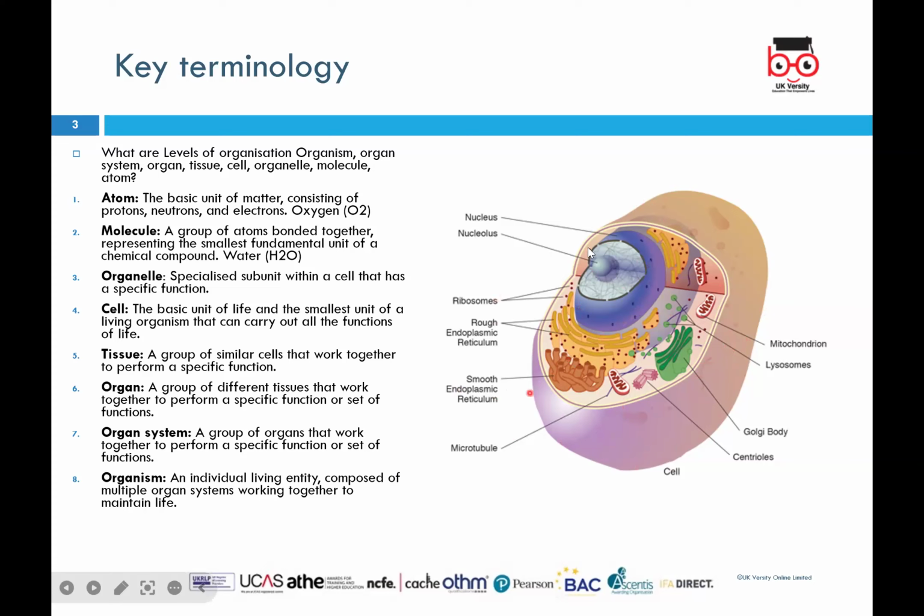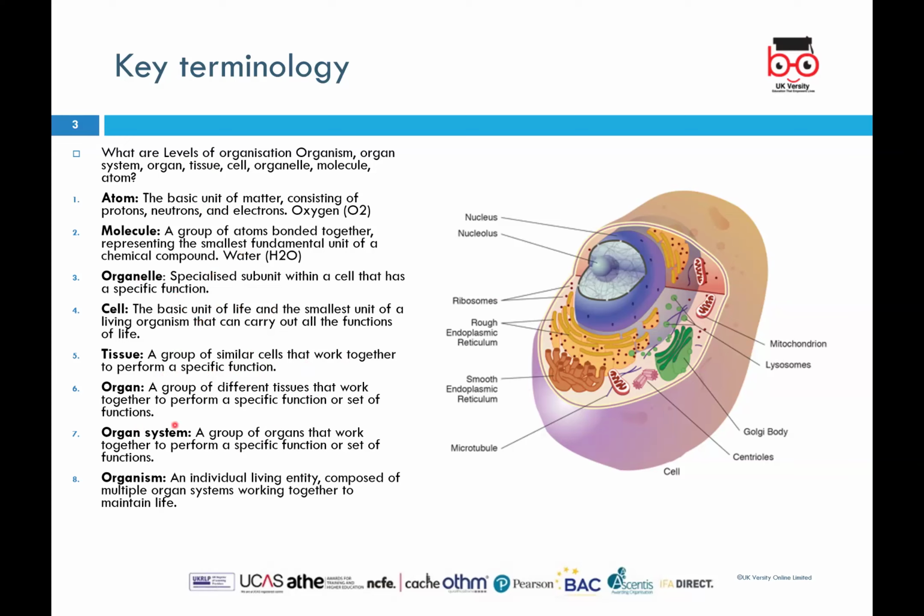So all these cells, when they join together, they form a tissue. Okay, so atoms join together to form molecules. Within a cell, you have cell organelles. Cells combine to form tissues. Okay, and what's an organ? An organ is a further enhancement of the tissue.